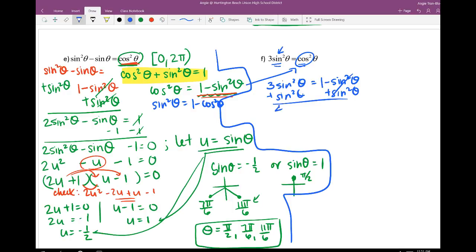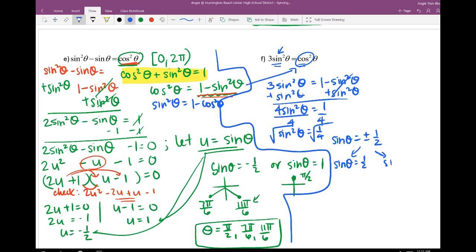So from here, just like earlier, I'm going to combine like terms. So this is 4 sine square of theta equals 1. Divide both sides by 4. Sine square of theta equals 1/4. Take the square root. So now I have sine of theta equals plus or minus 1 over 2. Okay, what does this mean? This means that I have sine of theta equals positive 1/2 or sine of theta equals negative 1/2.